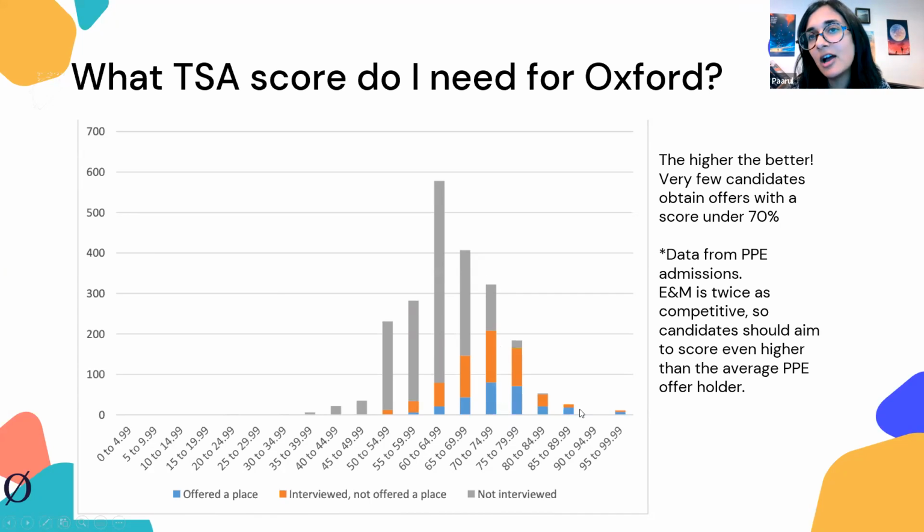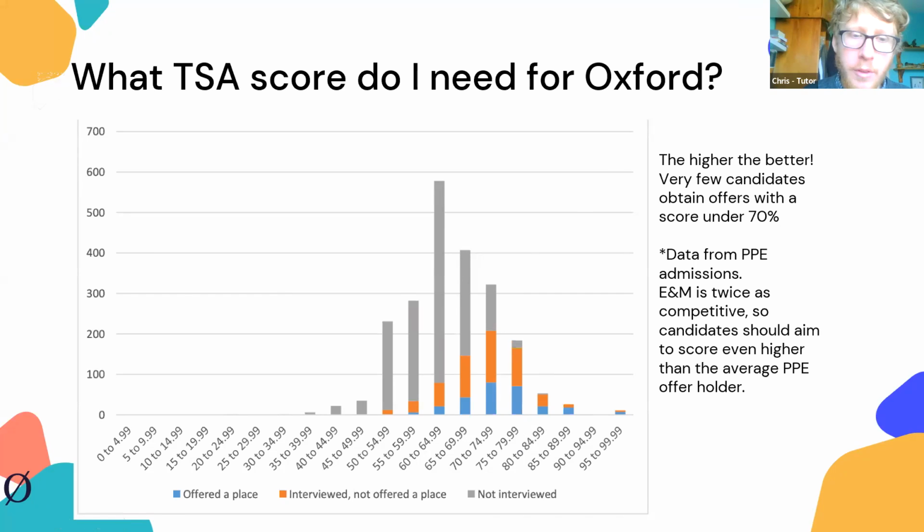But the higher up you go, the more your chance of getting in and getting interviewed increases. So if you got between 85 and 90, just looking at that bar, you had around a 75% chance of getting an offer. All I'm trying to show you from here is it is really important to get a good TSA score because it matters to your application, both in terms of the likelihood of being interviewed, as you can see here, it's probably around 85 to 90% chance of being interviewed if you've got 75 to 80 and so on and so forth. So the TSA is important.